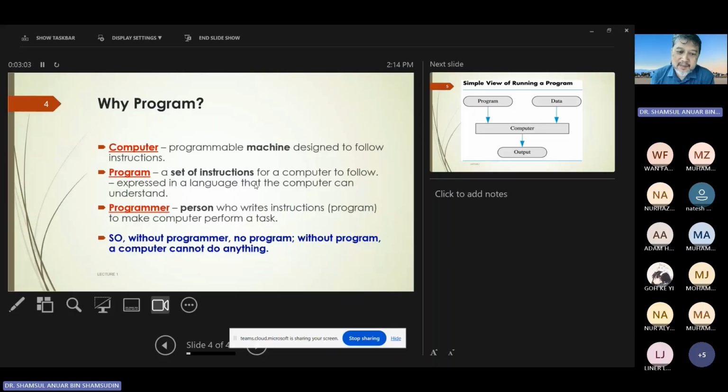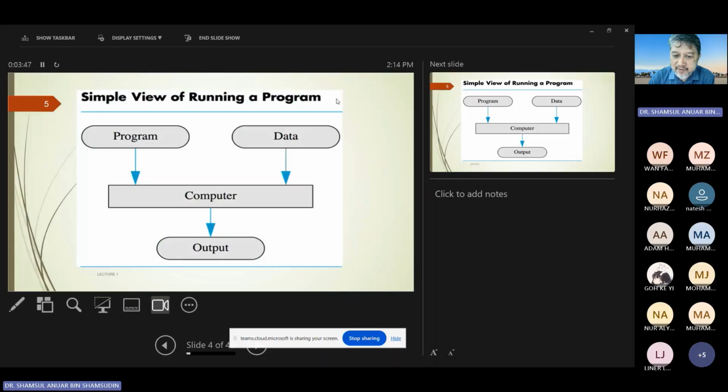All right, and then the person who does this programming, the code, is called the programmer. So basically, we are trying to turn you guys into programmers. Maybe it's not something that you'll do for a lot of your career, but you have to do a little bit of programming from time to time. So without a programmer, no program. Without a program, a computer cannot do anything. So it's something that we need in order for the computer to understand what we want it to do.